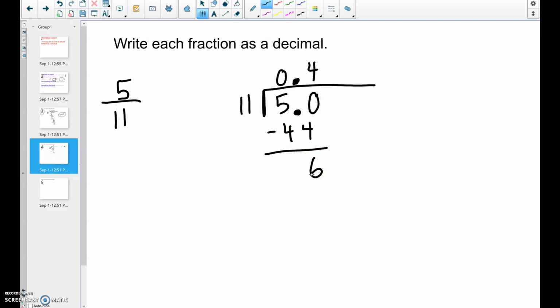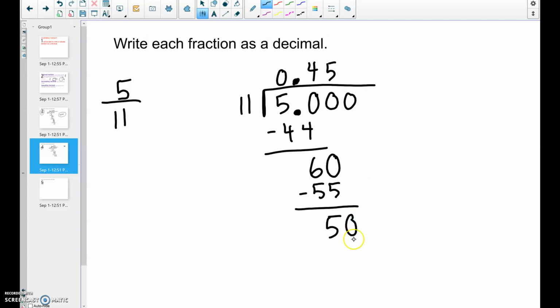So it did not end, it did not terminate. So I'm going to add another 0 and pull this 0 down. Does 11 go into 60? It does. So let's see, in that last one, we just said 11 times 5 was 55. So 5 times 11 is 55, and we're going to subtract those. So 60 minus 55 is 5. Again, we have a remainder, so I'm going to put down my 0 and I'm going to bring it down.